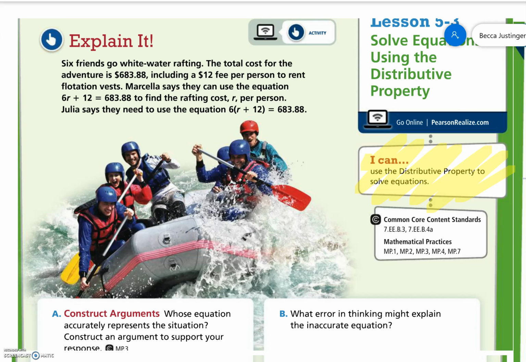6 friends go whitewater rafting. The total cost for the adventure is $683.88, including a $12 fee per person to rent flotation vests. Marcella says that they can use the equation 6r plus 12 equals 683.88 to find the rafting cost r per person. Julia says that they need to use the equation 6 times (r plus 12) equals 683.88. Whose equation accurately represents the situation? Construct an argument to support your response.